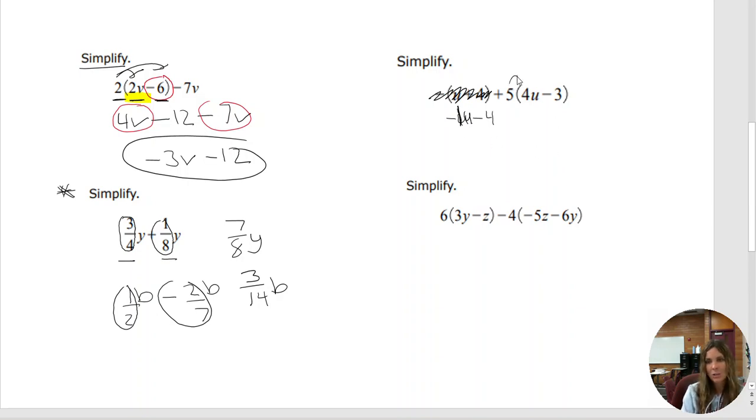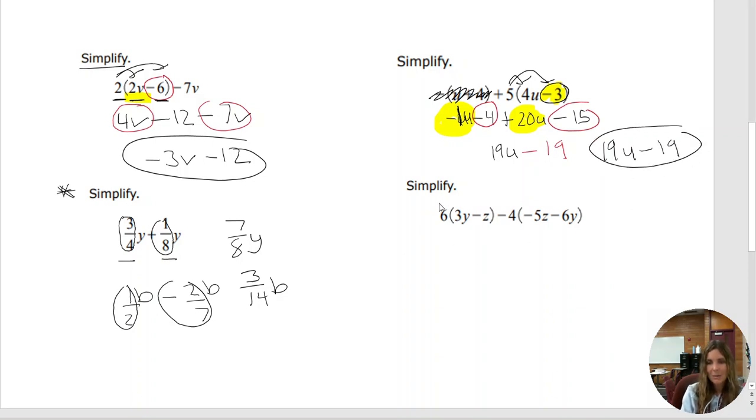Now we also need to distribute this 5. Notice there's an addition sign in between those. So 5 times 4 is 20u, and then 5 times a negative 3. Notice this subtraction sign in front of this 3 makes that negative, so that would be a negative 15. Okay, now last step is to combine like terms. We take this negative 1u and combine it with the positive 20u, and that gives us a 19u. Then we take the negative 4, combine that with the negative 15, and a negative 4 plus a negative 15 is a negative 19. Okay, the final answer, 19u and a negative 19.